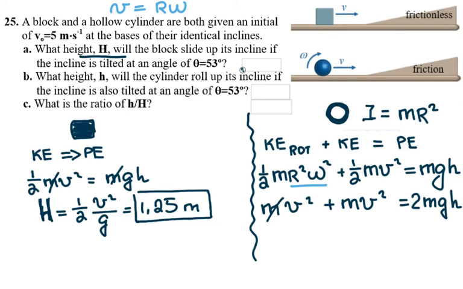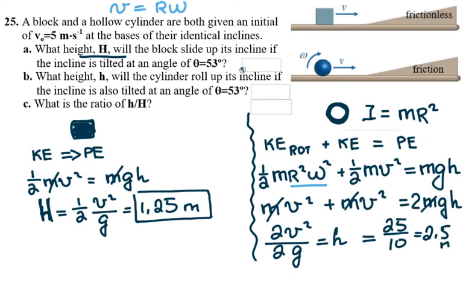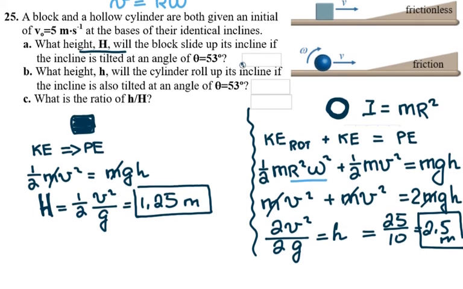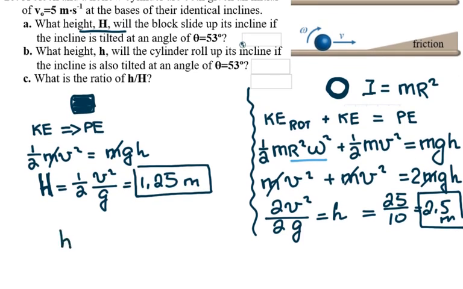I see every single one of them has m. All terms have m. So I have 2v squared divided by 2g is equal to h. So h is equal to 25 divided by 10, which is 2.5 meters. So h is 2.5 meters. And then they ask you for the last part, the relationship between h over h. So that's 1.25. It's 2.5 divided by 1.25, and gives me 2.